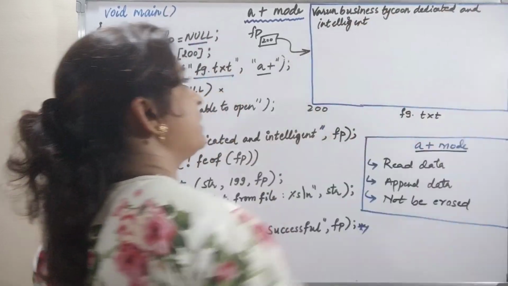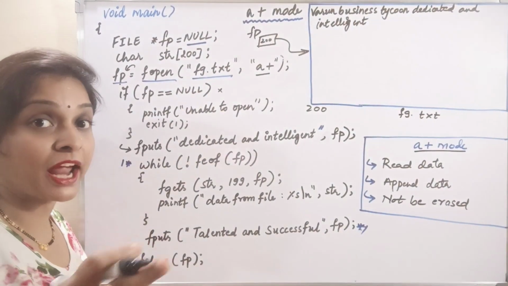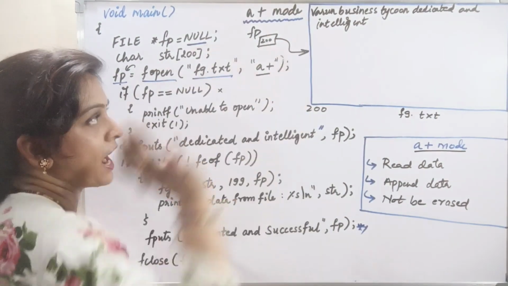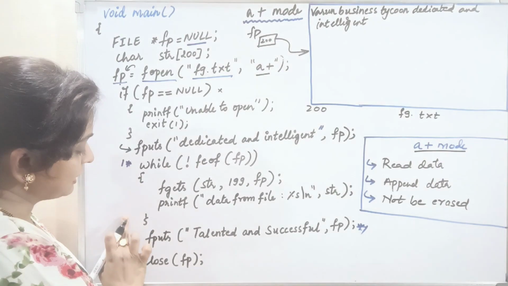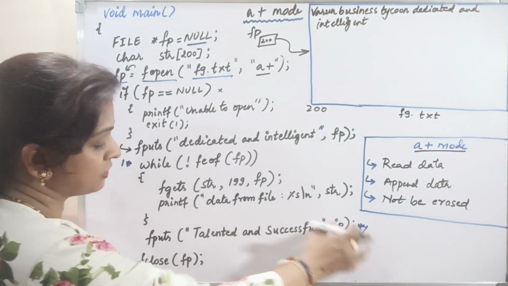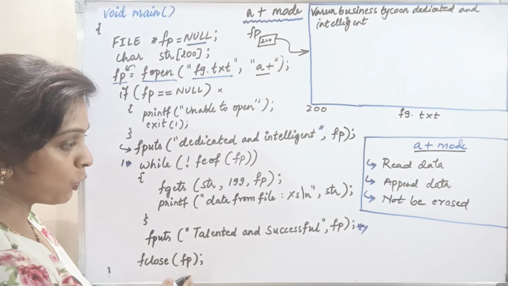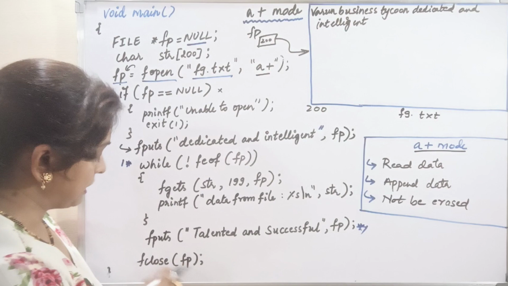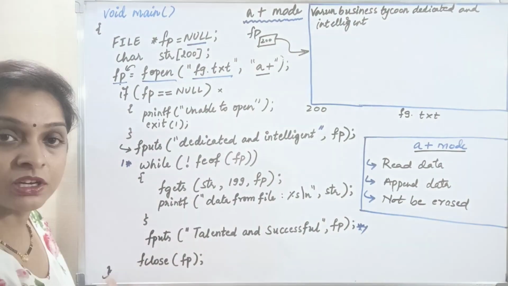So this content will be appended to the end of the file. This whole sequence of characters will be added. The complete content of reading the data from the file and writing new data is commented here. Then finally close the file pointer. After you close the file pointer, the program ends here.